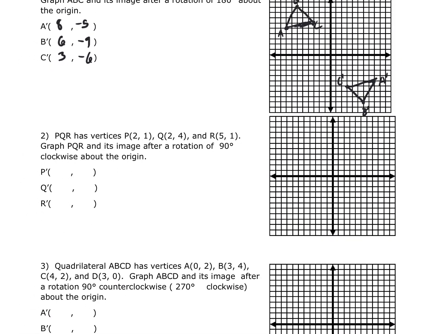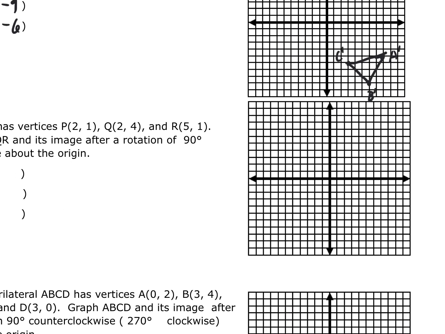Okay, so the next one here, PQR has vertices at 2, 1, 2, 4, and 5, 1. Okay, so we're going to get those vertices there. That is our triangle PQR.